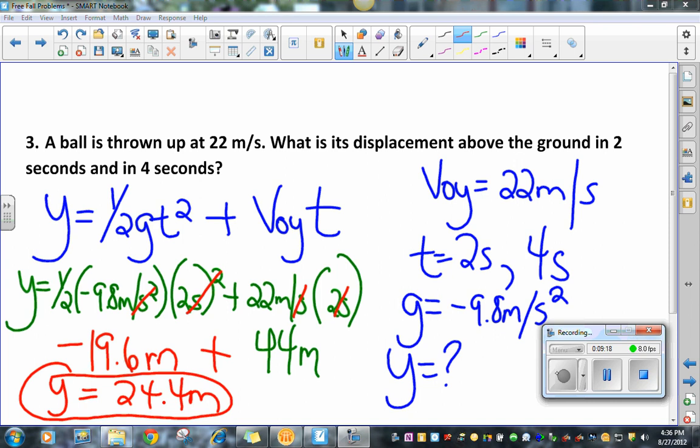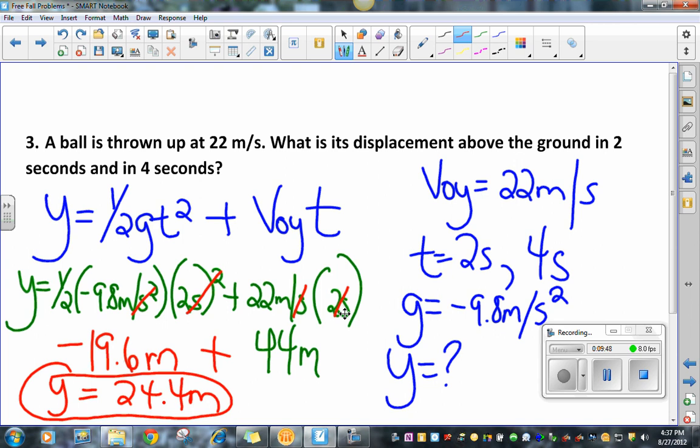Okay, for the first problem, 2 seconds, plugging everything in. y is equal to 1/2 negative 9.8 meters per second squared times the 2 seconds squared plus 22 meters per second. Remember, that's positive, times the 2 seconds. And notice how nicely these second units cancel out. This second is in the numerator. This is in the denominator, so they cancel out. Same thing here. Second squared in the numerator, second squared in the denominator. They cancel each other out.